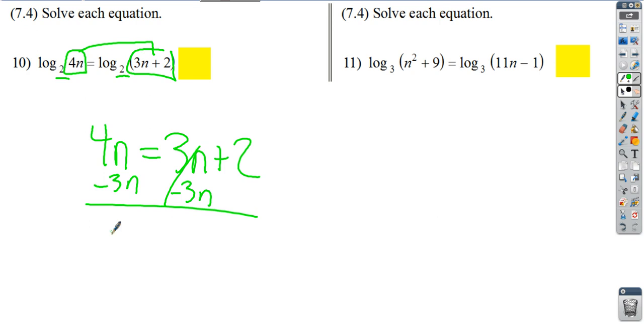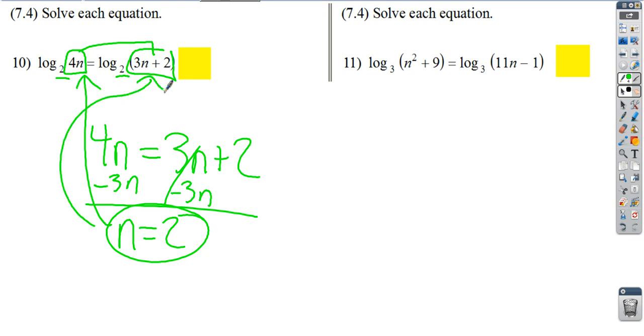We subtract: 4n minus 3n is n, and n is equal to 2. It's always a good idea to check and see if we plug that in, will we get anything negative, because that would cause a problem. But in neither case would it cause a negative, so n equals 2. There's no problem with that.